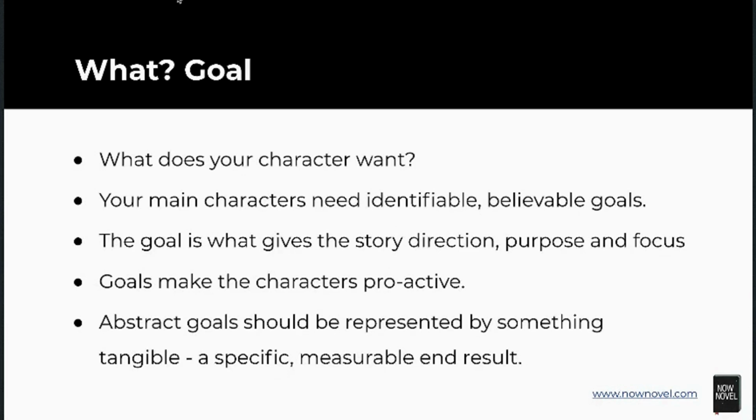So you want to give a tangible, measurable goal that represents the bigger goal of acceptance. Who do they want to be accepted by? Do they want to be accepted by a loved one, by a parent? Do they want to impress a boss? How are they going to do that? Give them a tangible result.